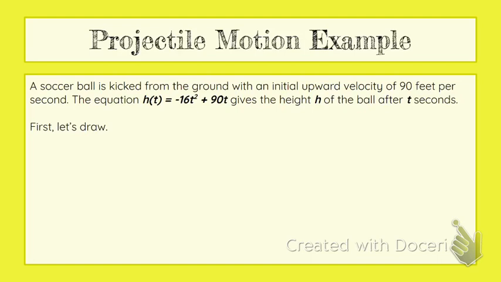worksheet. Okay. A soccer ball is kicked from the ground with an initial upward velocity of 90 feet per second. The equation h of t equals negative 16t squared plus 90t gives the height h of the ball after t seconds. So first, let's just draw this.